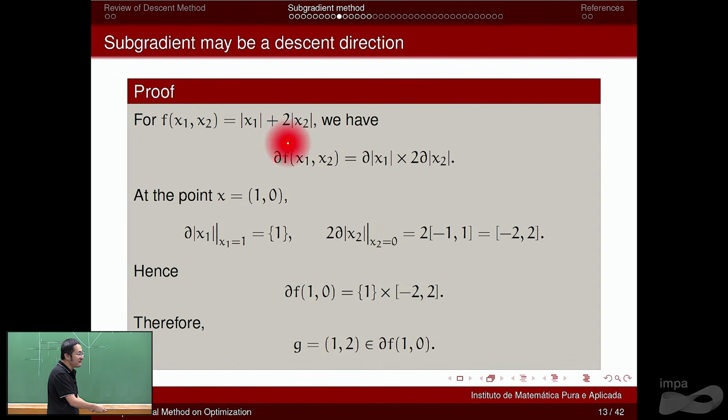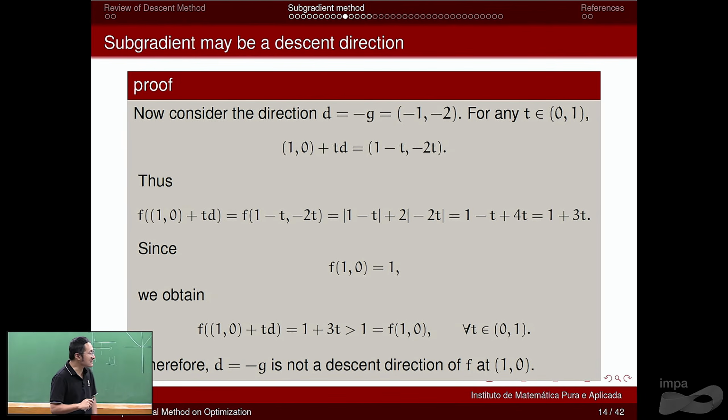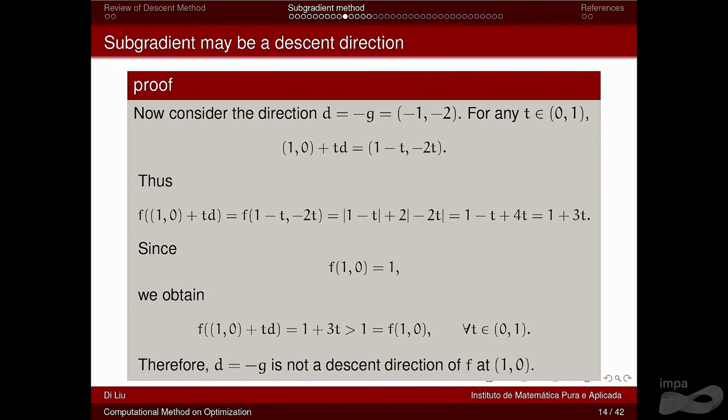And we can see this vector g = (1, 2) belongs to this subdifferential, okay? So first we have checked that (1, 2) is exactly a subgradient of function f at point (1, 0). Next, let's consider the direction. We consider not the negative gradient, but the negative subgradient, okay? So it's minus g, which is (-1, -2). And for any t belongs to (0, 1), let's check the step size, okay?